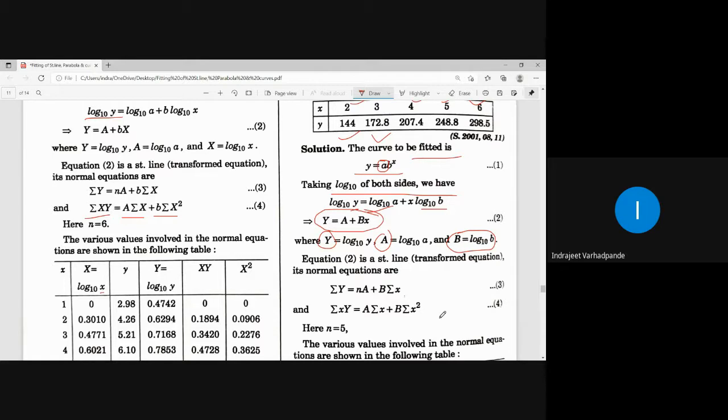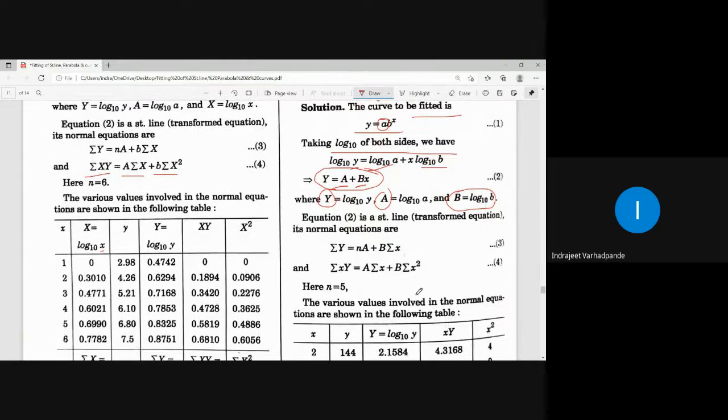Now look at the constants present. Constants are capital A and capital B. Coefficient of capital A is 1. Coefficient of capital B is x. Multiply respectively by 1 and take the summation. You get summation of capital Y is equal to n into capital A plus capital B into summation small x. Here I get summation of small x into capital Y equal to capital A into summation x plus capital B into summation x square. These are the two normal equations which are generated.